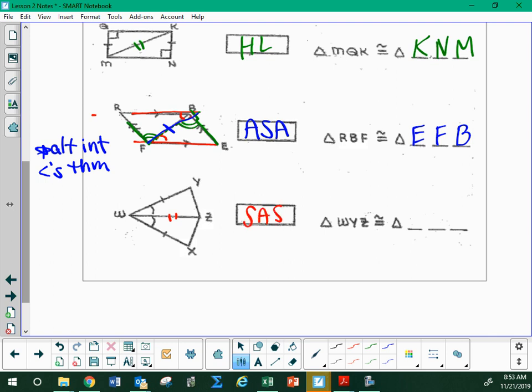Triangle WYZ, triangle WXZ. So alternate interior angles, really anything from our parallel lines we could be using, but alternate interior angles are more common when we get our parallel lines, and then that reflects. Okay, let's take a look at the next page.